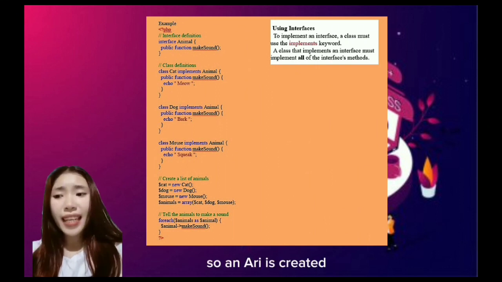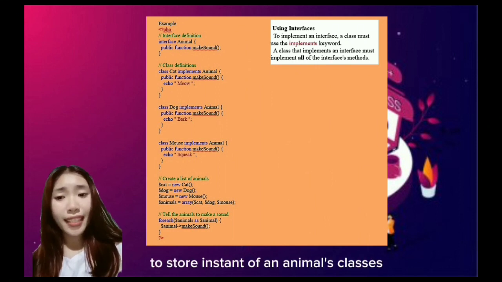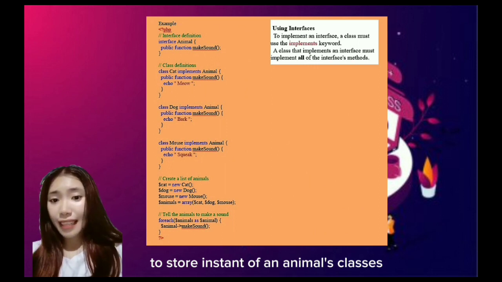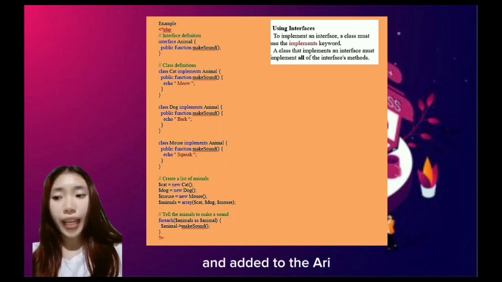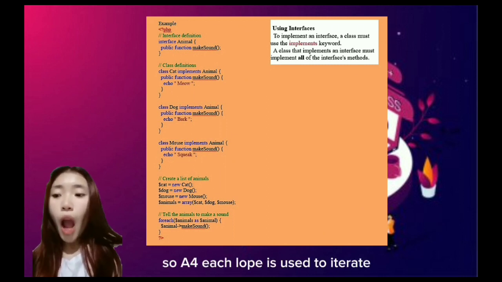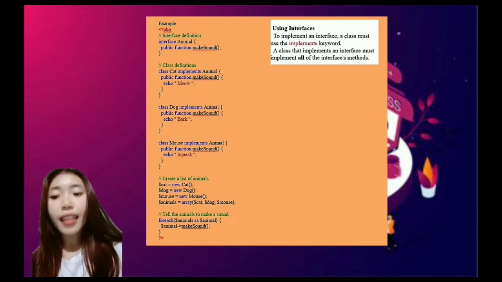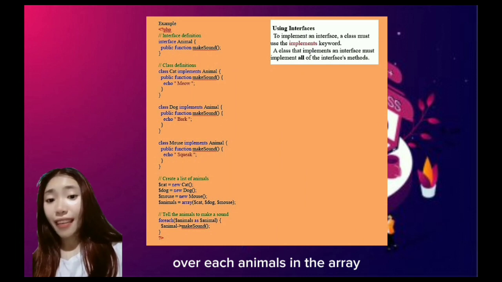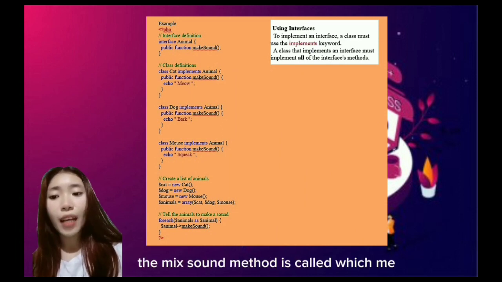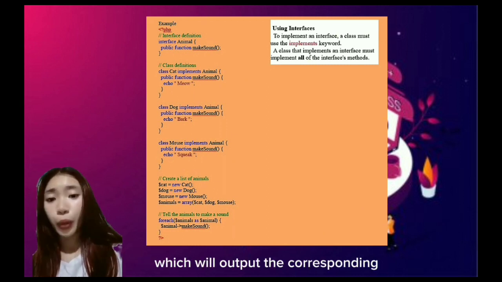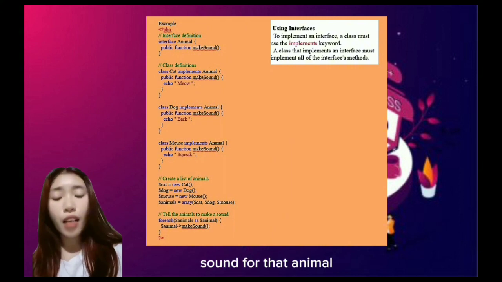So an array is created to store instances of the animal classes. One instance of each class is created and added to the array. Then a foreach loop is used to iterate over each animal in the array. For each animal, the make sound method is called, which will output the corresponding sound for that animal.